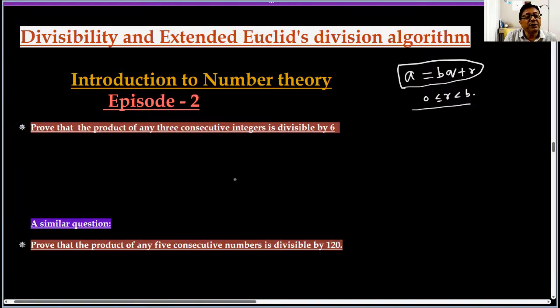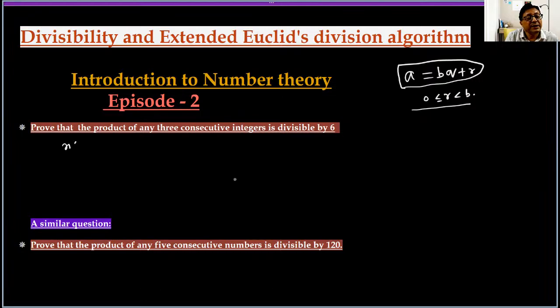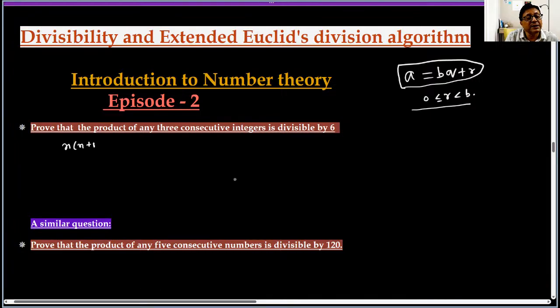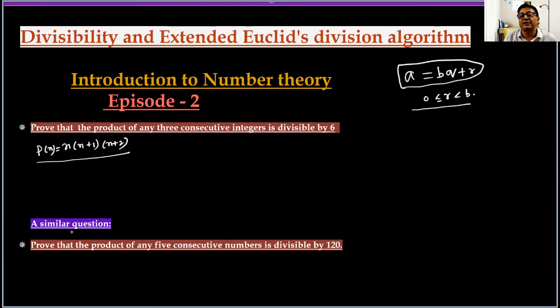Let n equal to the starting number, next one n plus 1, and then n plus 2. To prove that this product, I am denoting this one by the symbol Pn. Pn stands for the product of these three numbers: n, n plus 1, n plus 2. If you take an example, this is always true, that 1 into 2 into 3 is 6. But we will not do it by example, we will generalize it.